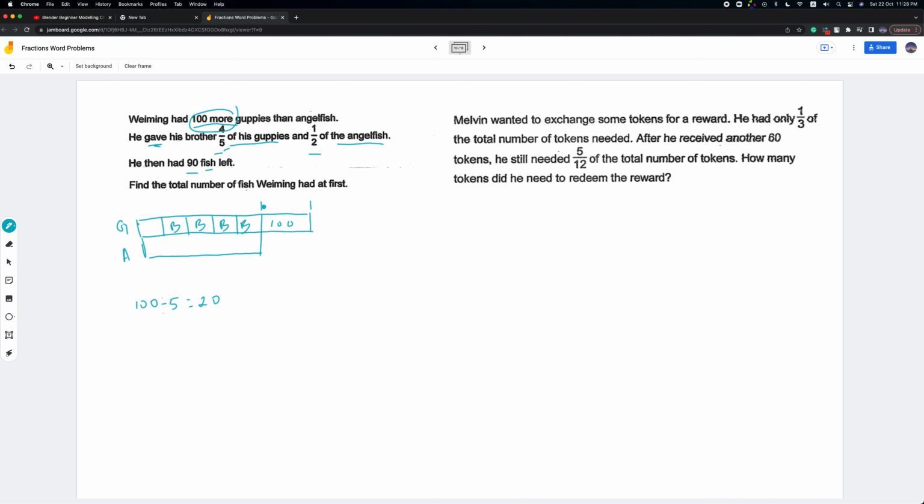So here you can just indicate, if you want, 40 to his brother, and then somewhere here this is 20 that is left. I indicate that it is left, and for the brother, B. So we are done with the guppies.